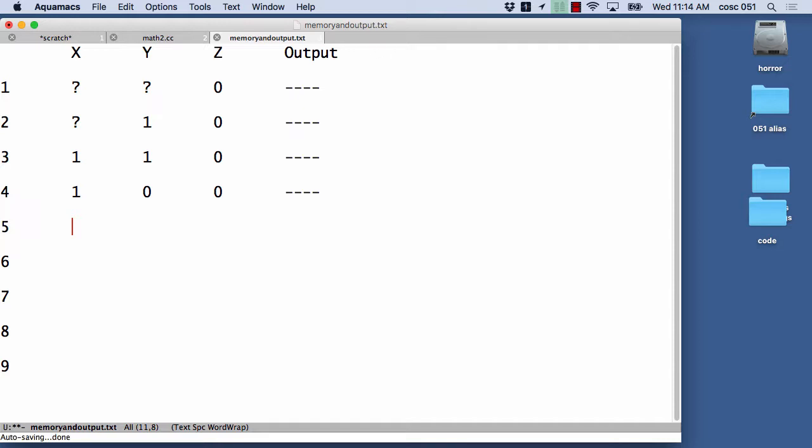X is 1, Y is 0. Yep. Z is 0, and there's no output. So what does line 5 do? That's right. It goes and looks in the box named Z, but then it doesn't do anything with it at all.